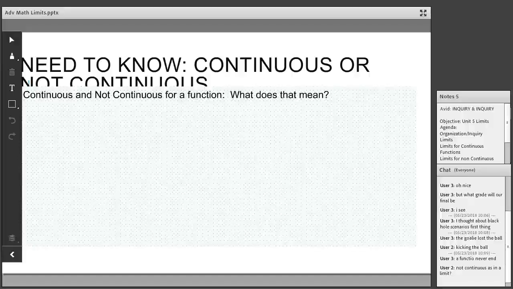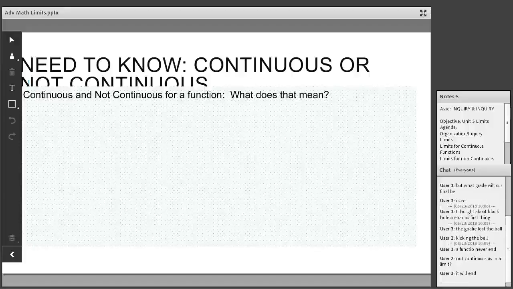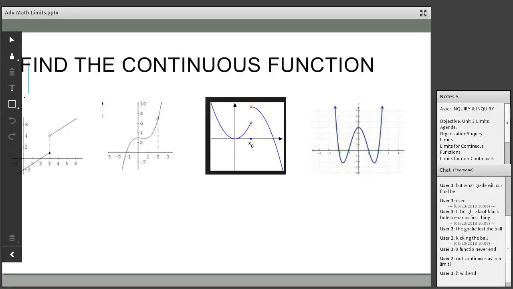Not continuous as in a limit? I guess I'm thinking more in a graphical sense. Like if you saw a graph of a non-continuous function, what would that look like? It will end. How about, let's go into this next page. I got some samples. I'll show you some samples. Here are some various functions that are being graphed. Okay, which one of these would be the continuous function?